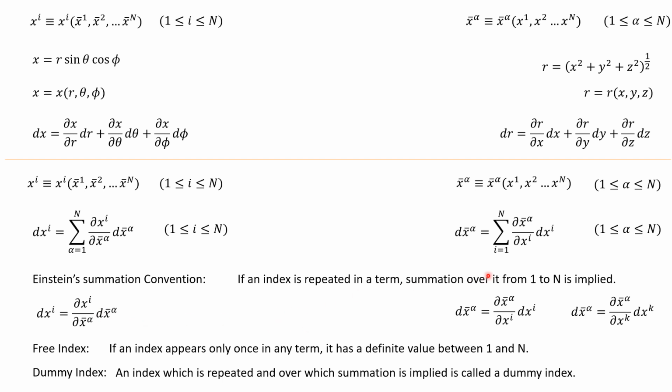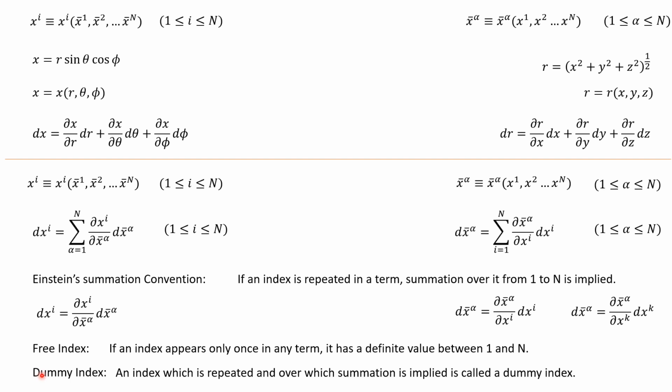Likewise, here the summation is running from I equal to 1 to n. The index I is repeated in this term twice, and hence we can drop this summation. So according to Einstein's summation convention, this can be expressed as dx bar superscript alpha is equal to dou x bar alpha divided by dou x superscript I dx superscript I.